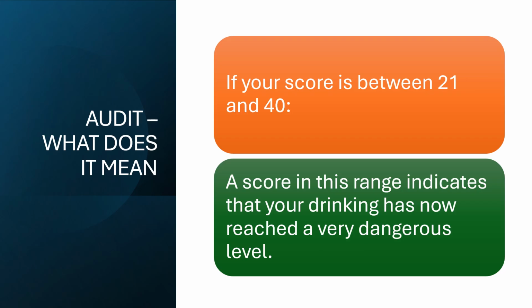And if you score between a 21 and a 40, a score in this range indicates that your drinking has now reached a very dangerous level. Almost all of the questions on the AUDIT probably sound very familiar to you. There may be days when you can't even get out of bed because of your drinking, and you may have trouble thinking about anything else. You might be experiencing a lot of physical problems as a result of your heavy drinking.